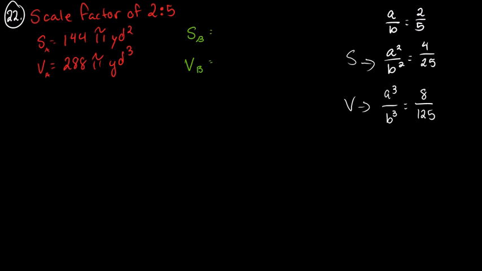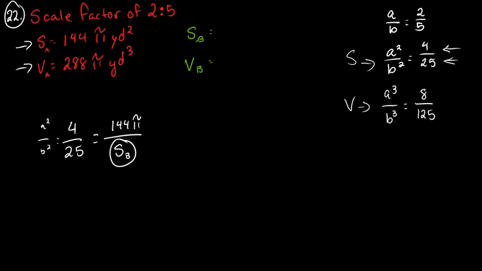Now, I have A over B, so if I ever set up a proportion, I'm going to have A over B and A over B. Alright, so those pieces need to be consistent. So what they give me is the surface area of A and the volume of figure A. So I know that the ratio of the surface areas should be 4 over 25, and that is A squared over B squared. And they give me the surface area of A, which is 144 pi. Now they tell me I need to figure out what the surface area of B is. So this is your missing piece, and this is what you need to find.